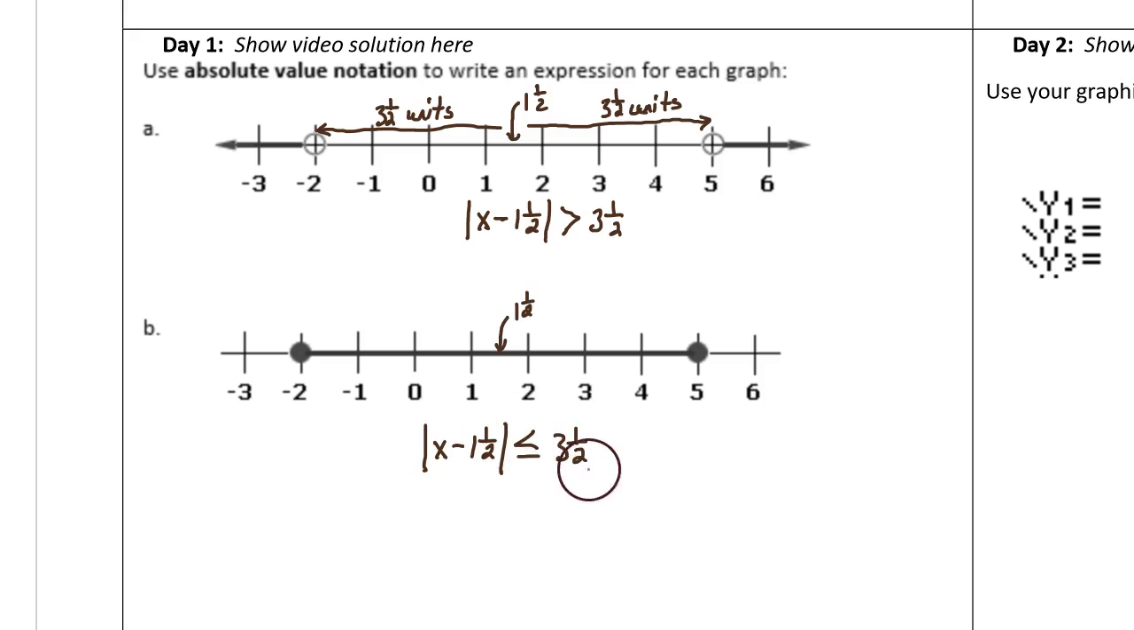Let's discuss this notation. The absolute value bars mean the distance between. Looking in the bars, we have the distance between x and the number 1.5. And this says that that distance must be less than or equal to 3.5 units. We have the or equal to part this time because of the colored in dots.